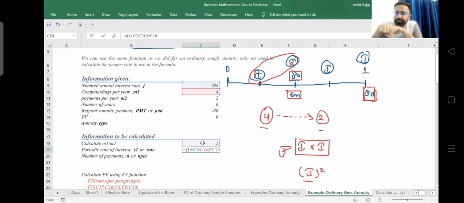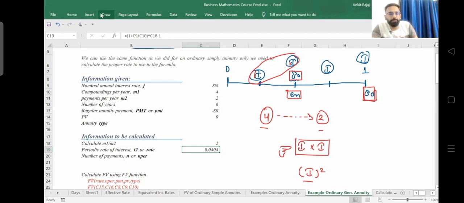How have I used this exponent? I have pressed shift plus 6, and you will get that exponent. This exponent is for squaring any value, right? Then I will select 2, then I will write down -1. So this is the normal formula to calculate the effective interest rate. So here the effective interest rate is going to be 4.04%, right?